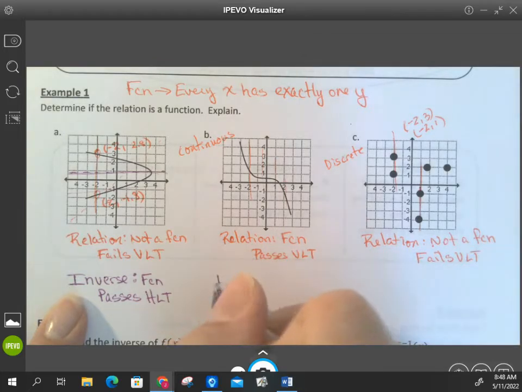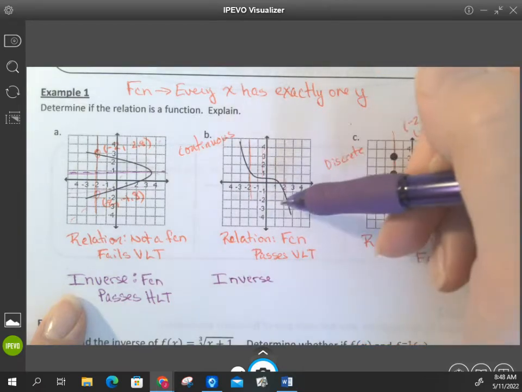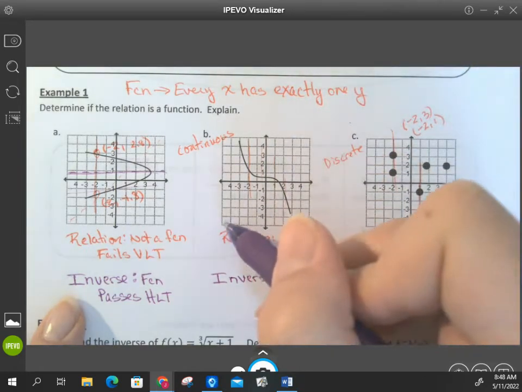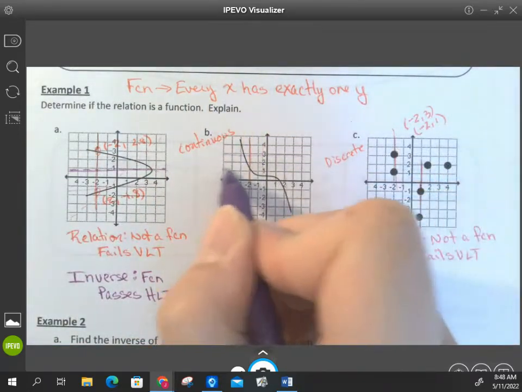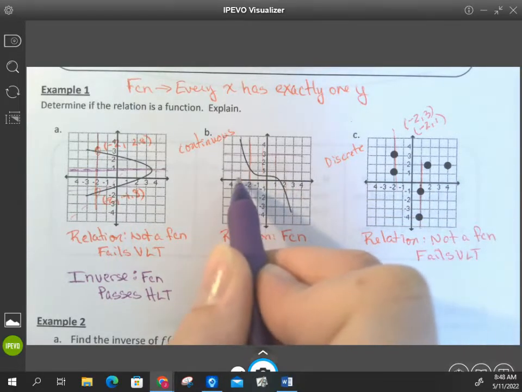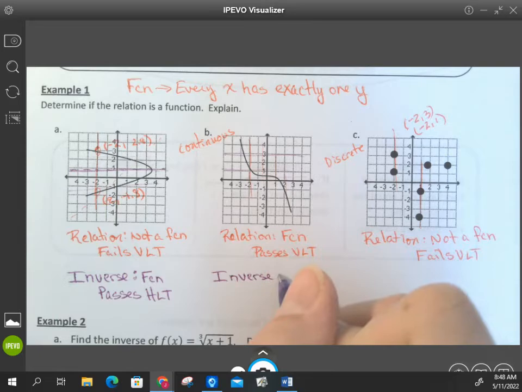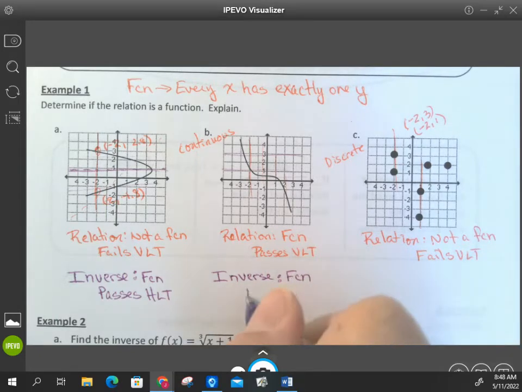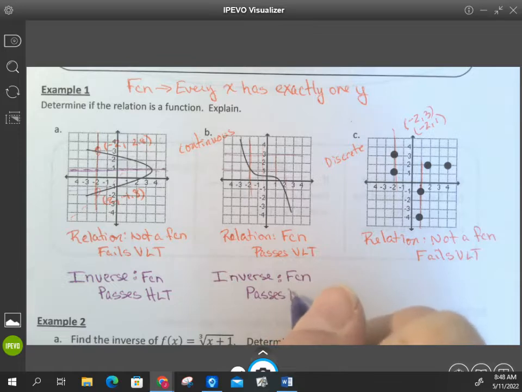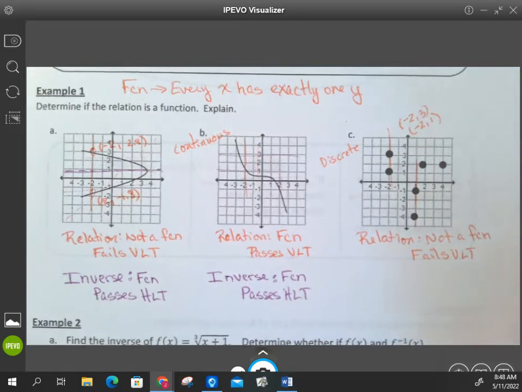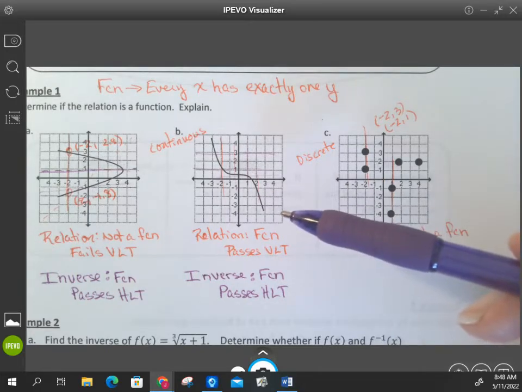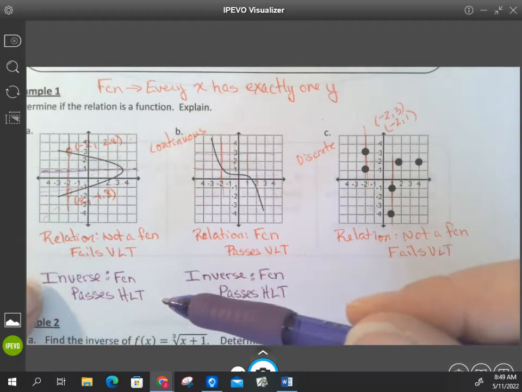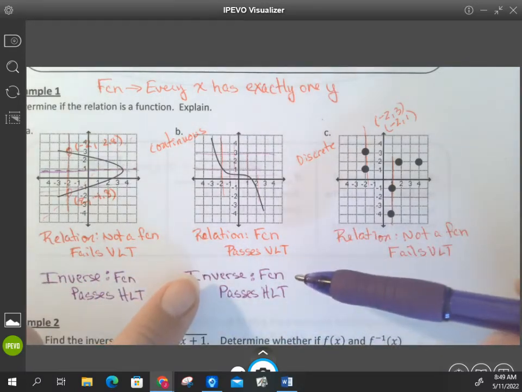All right, so looking at this one, let's talk about it. The original one is a function because it passes the vertical line test. Rather than having to flip my graph, can you picture this being folded and my graph flipping? I'm going to flip my test. In the horizontal line test, now this has an angle coming down, so the horizontal line will only hit one point there. So this one is also a function because it passes the horizontal line test. There's no relationship between if the original passes or fails the vertical line test. So here you have not a function, but the inverse is. Here you have the original is a function, and the inverse is.